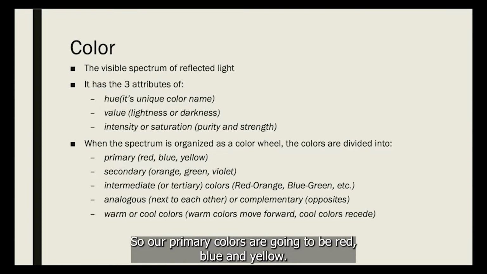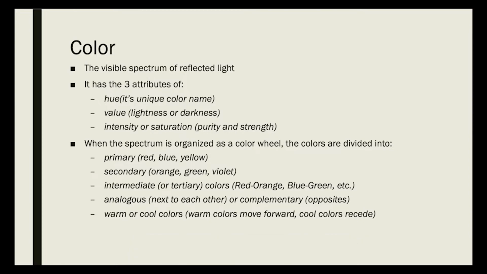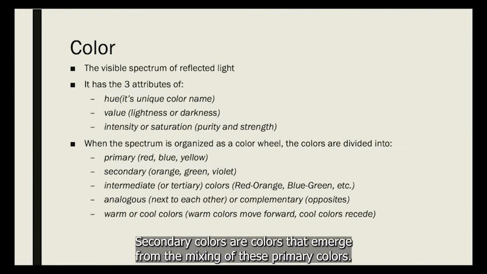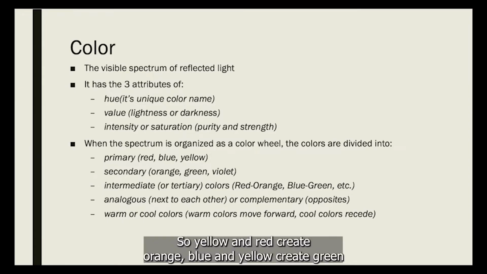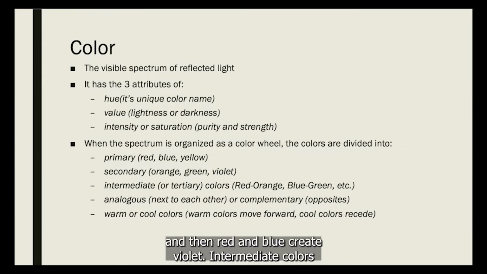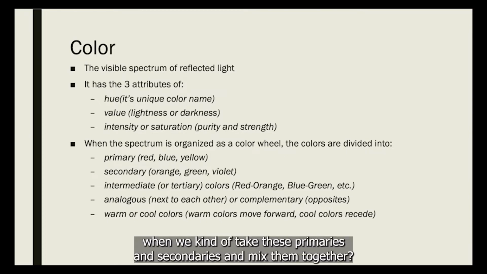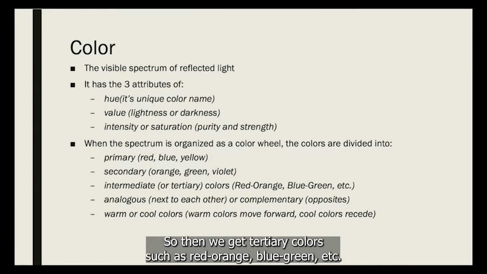So our primary colors are red, blue, and yellow. Secondary colors are colors that emerge from the mixing of these primary colors. So yellow and red create orange, blue and yellow create green, and then red and blue create violet. Intermediary colors are what happens when we take these primaries and secondaries and mix them together. So then we get tertiary colors such as red-orange, blue-green, etc.